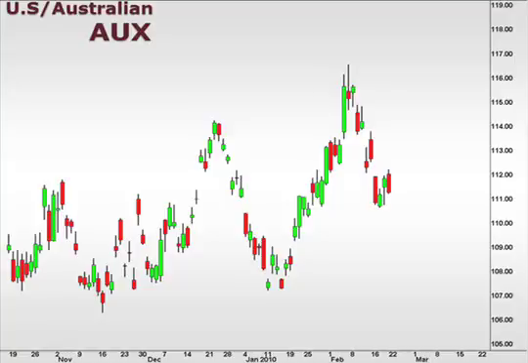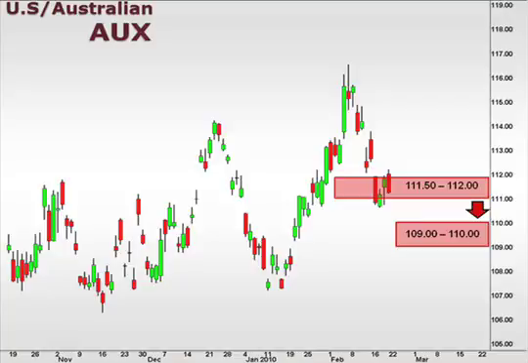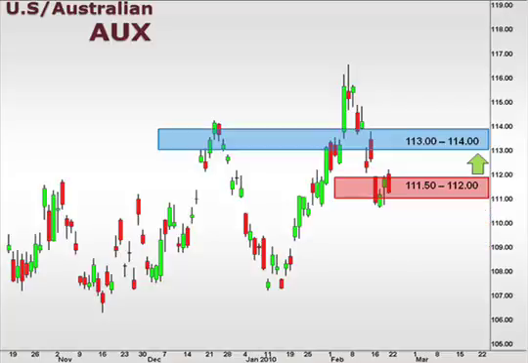Let's take a look at the US dollar versus the Australian dollar, as seen here in the ISE FX Options pair value AUX. Last week we saw the pair value consolidate within the 111.5 to 112 focal zone before ending the week on a negative note, closing significantly off the highs. Now, if this weakness continues, we will be targeting the 109 to 110 box here. However, if the pair value can find support within this 111, 112 focal zone, we will be looking at 113, 114 as the next logical level of resistance.